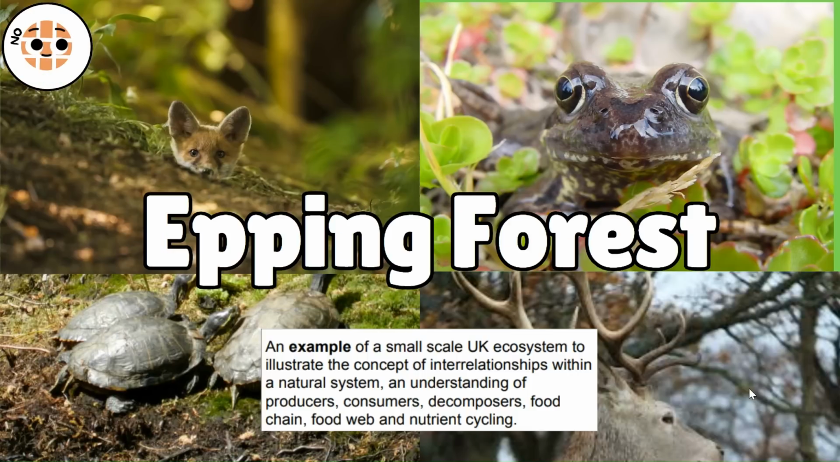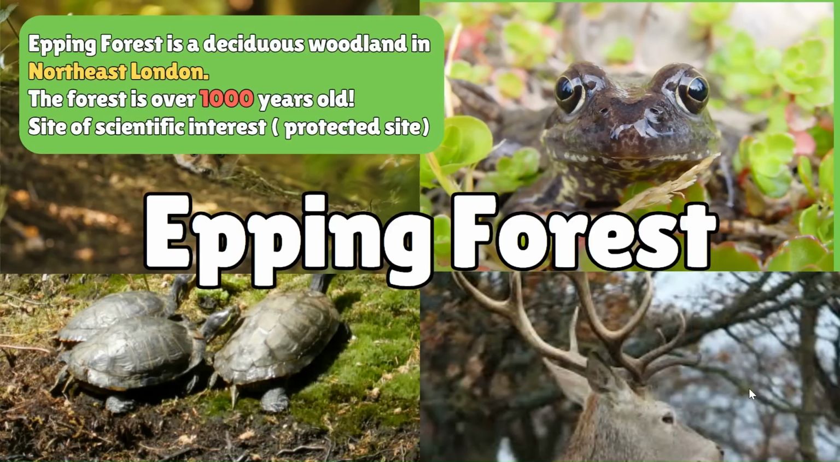We are going to be looking at Epping Forest. So, Epping Forest is a deciduous woodland and it's found in northeast London. Some of you may have gone there before. The forest is over 1,000 years old, which means it was here since the last ice age, and therefore it's a site of scientific interest. It's a protected site, so it can't be destroyed for any reason.